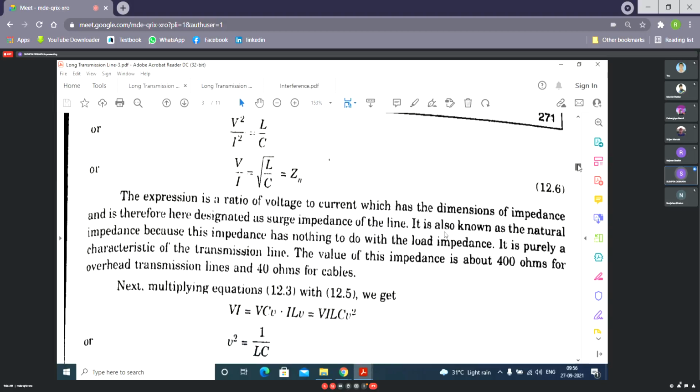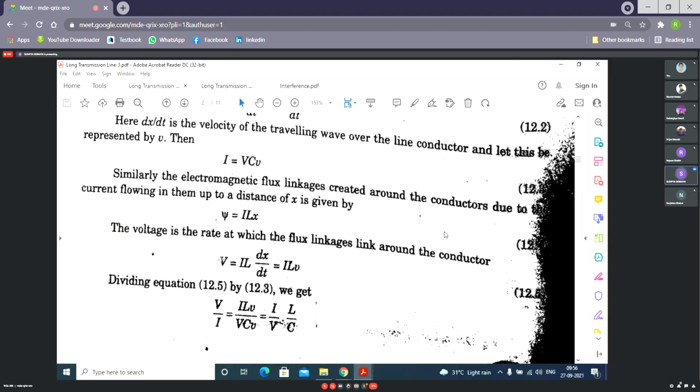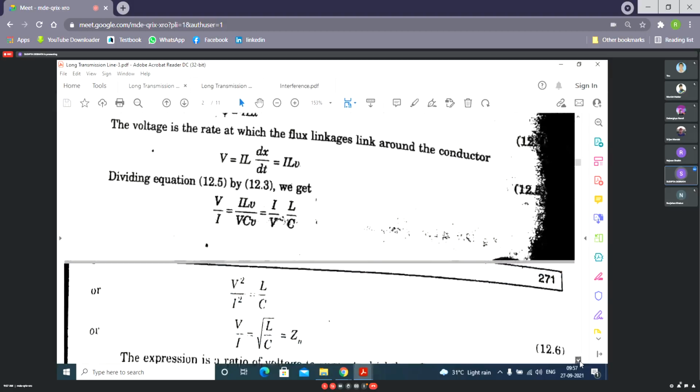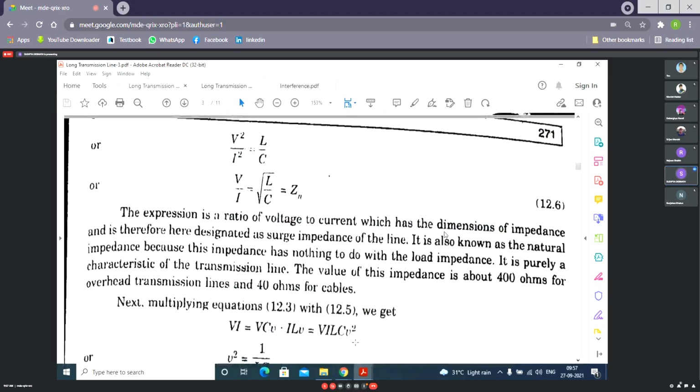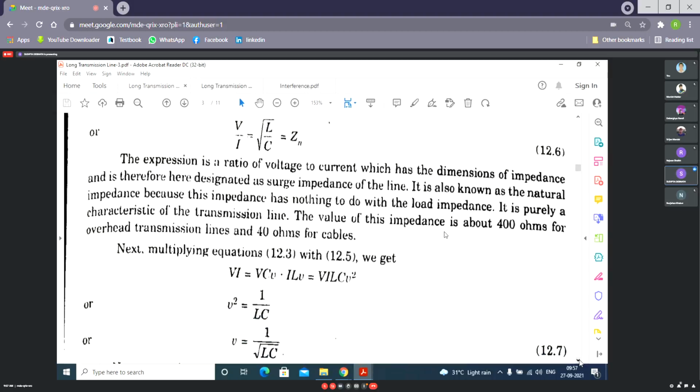Now here we have divided. Let's multiply this equation and this equation. On the left hand side, you have V·I. On the right hand side, you have V·C into I·L into v squared. So left hand side is V·I, right hand side is also V·I. So V·I will cancel and you get v equal to 1 by the square root of LC. Can you understand? This is the velocity of the traveling wave. It is equal to 1 by the square root of LC.